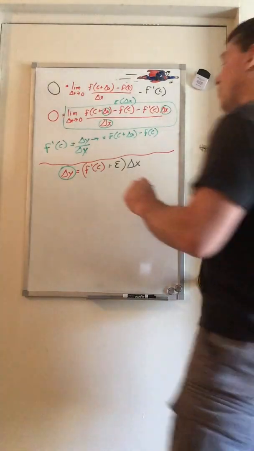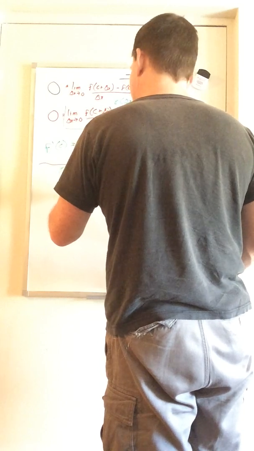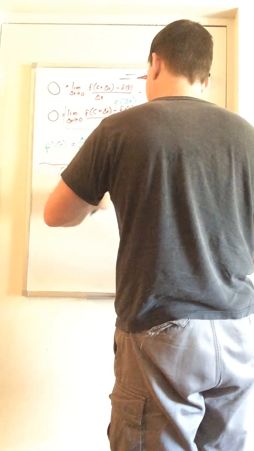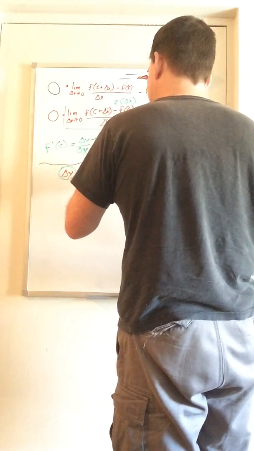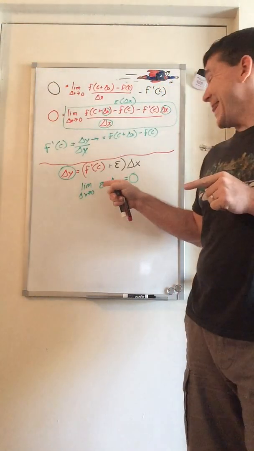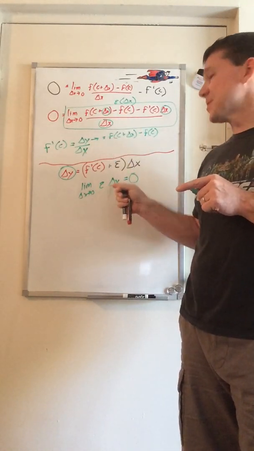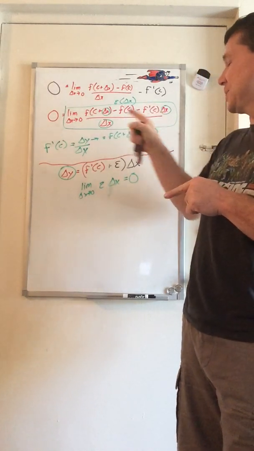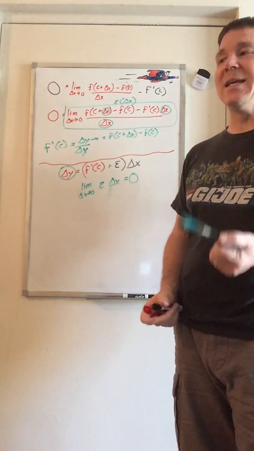But again, the one caveat is that the limit as delta x approaches 0 of this part, epsilon, we'll go with epsilon delta x, is equal to 0. But again, I stress, this epsilon is a function, that function, epsilon delta x, is a product. It's the product of this function times delta x. Don't get them confused as you read.